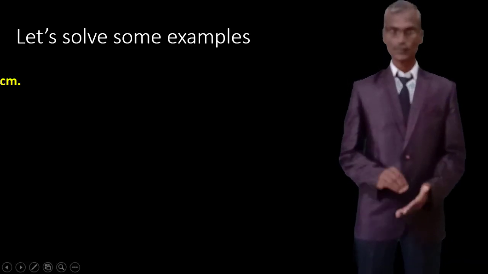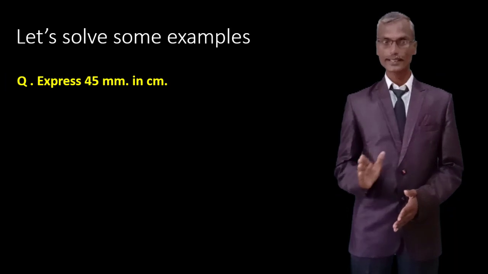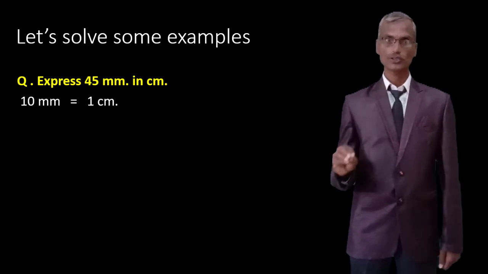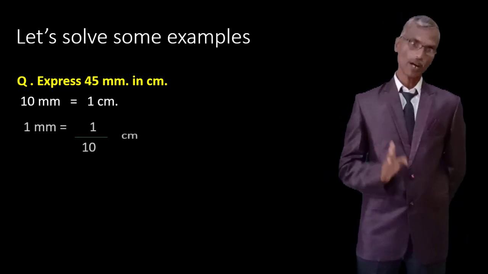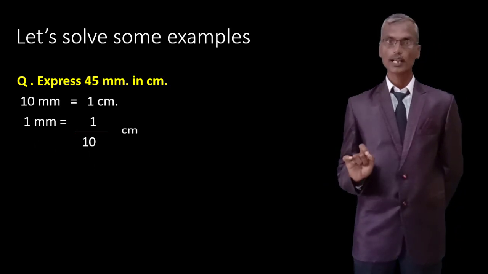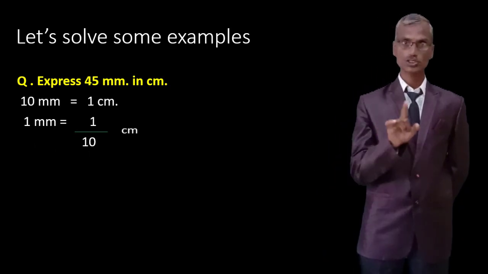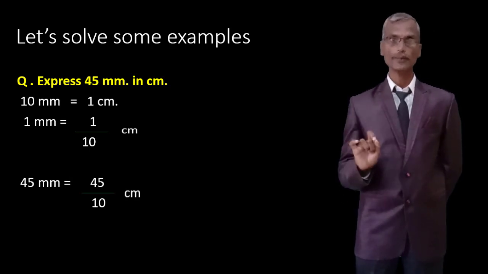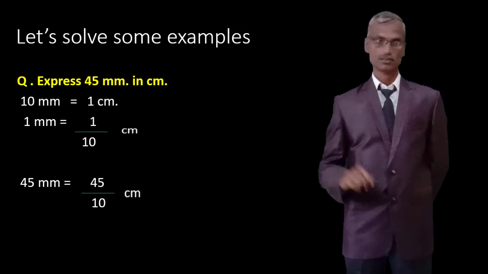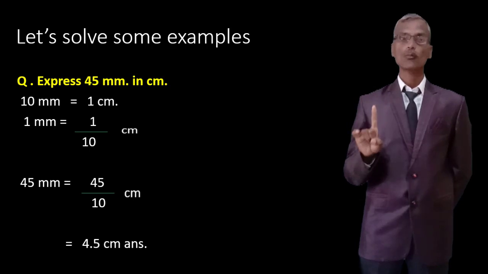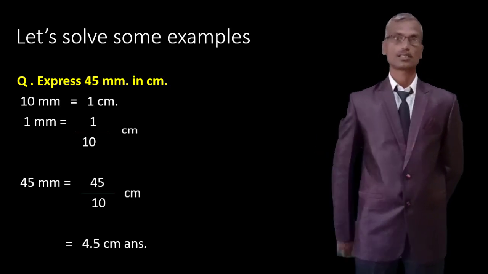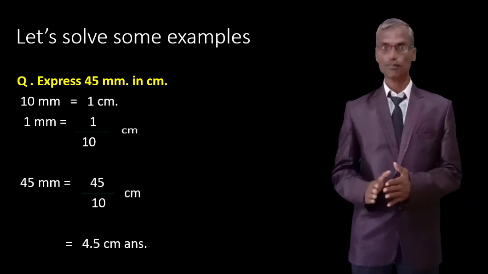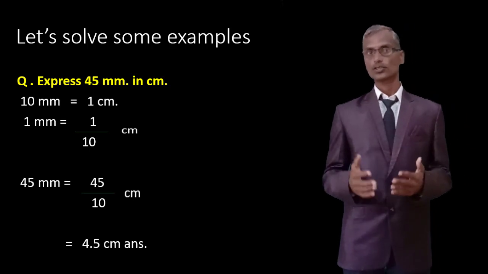Next question, express 45 mm in centimeter. Now, solution. As we know that 10 mm is equal to 1 centimeter. Therefore, 1 mm will be equal to 1 upon 10 centimeter. Now, our question is given 45 mm. Hence, 45 mm is equal to 45 upon 10 centimeter. It will be equal to 4.5 centimeter. Hence 45 mm is equal to 4.5 centimeter. It will be your answer.